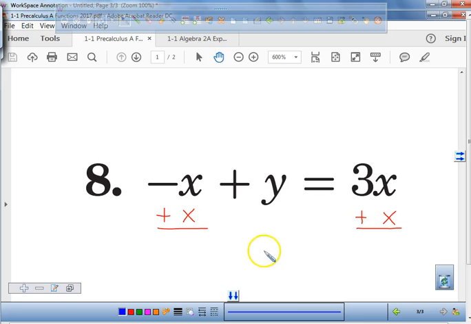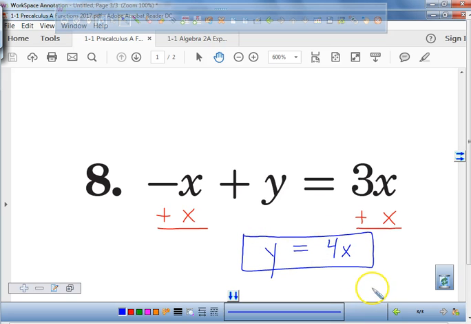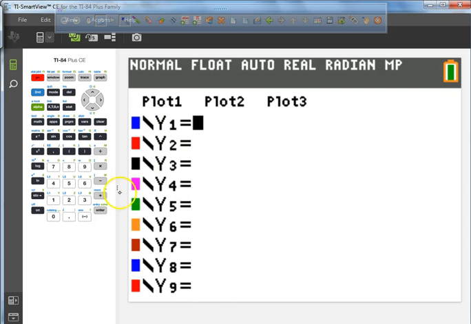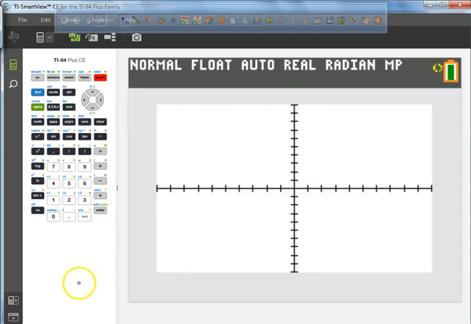So, how many x's do we have right now? 4 x's, that's right. We have 4 x's. So what I'd like you to do is ask yourself, y equals 4x. Is this going to be a functional relationship or not? We'll go to your graphing calculator. Hit y equals. Type in a 4 and an x and hit graph.